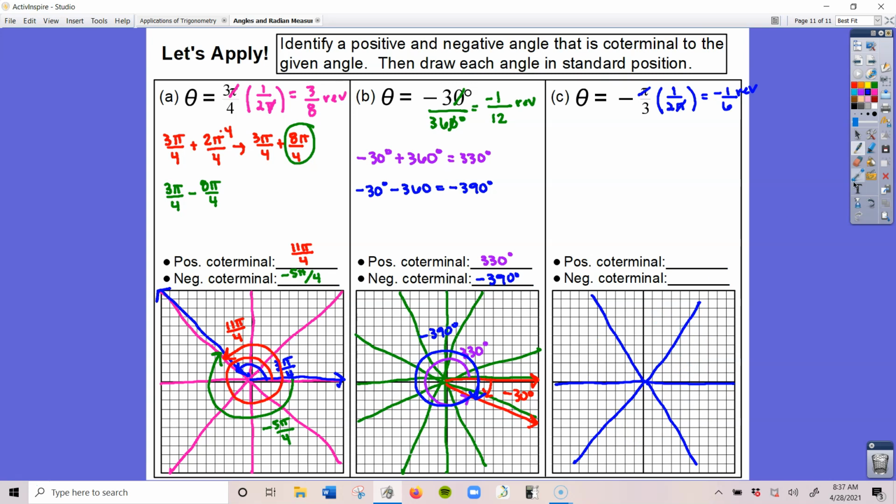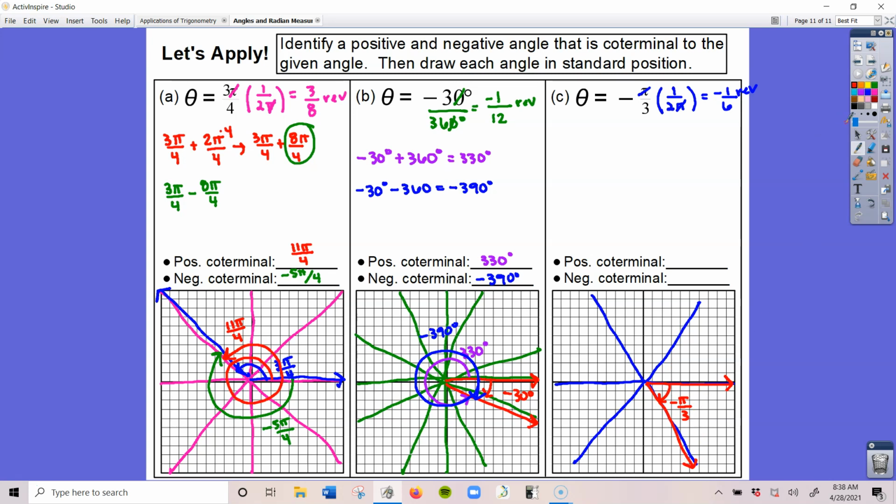So now let's draw this angle. This is negative 1/6 of a revolution. So we always start here in standard position. Negative 1/6, that means I'm going to go down 1. So this is my angle. This is the negative pi over 3.